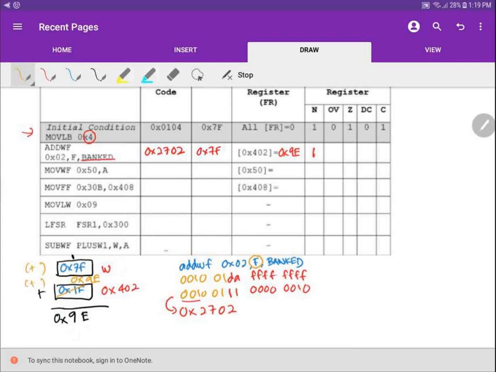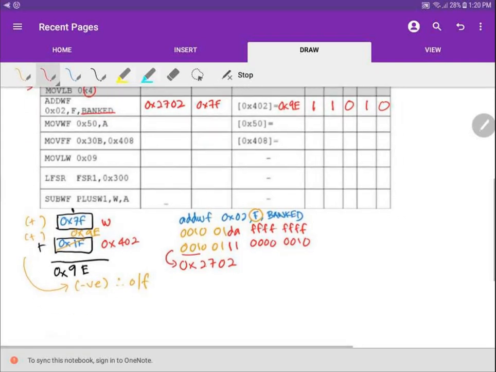Positive plus positive is supposed to get? Are you getting positive? So you're getting negative, right? So overflow. It's the wrong sign, right? So therefore, there is overflow. So what should be the value of overflow? 1. Is it 0? Come on guys, 9E is definitely not 0. So what should be the value of Z? 0. Do we have digit carry? Yes, we have, right there. Do we have carry? No, we don't. So this is how we determine the status. Any question up to this point? Shall we go to the next instruction?